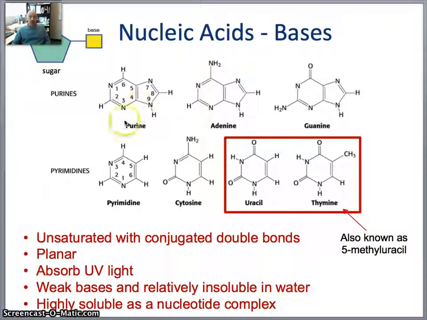Okay. The purines are going to bond to the sugar of a nucleotide with this nitrogen 9 atom, and the pyrimidines bond to that sugar through the nitrogen, or the first nitrogen. Okay.